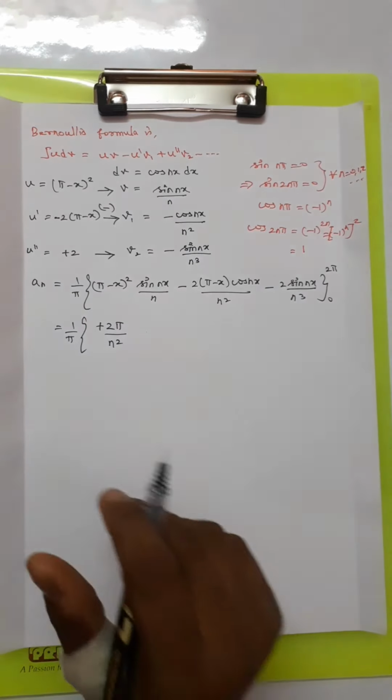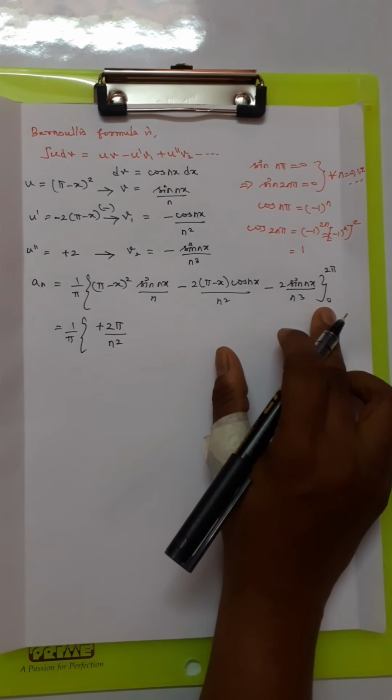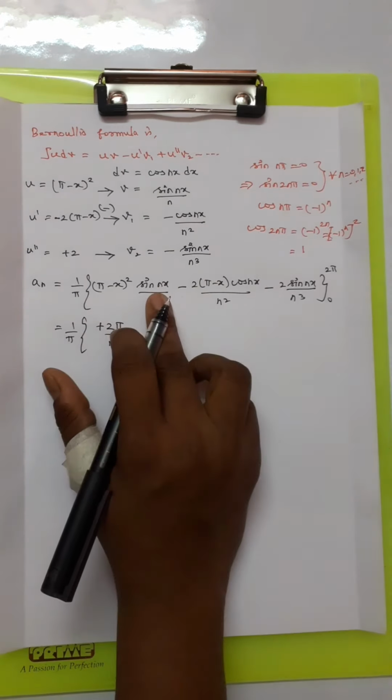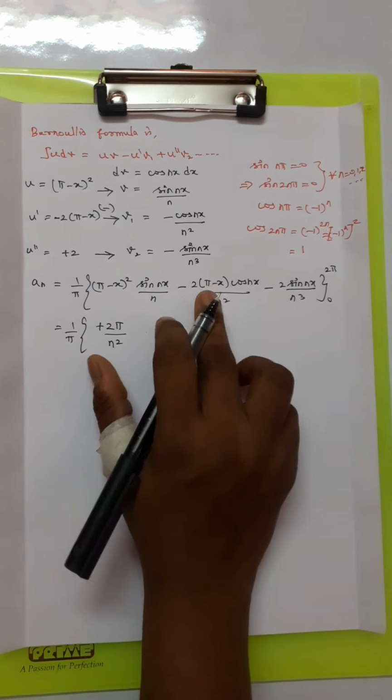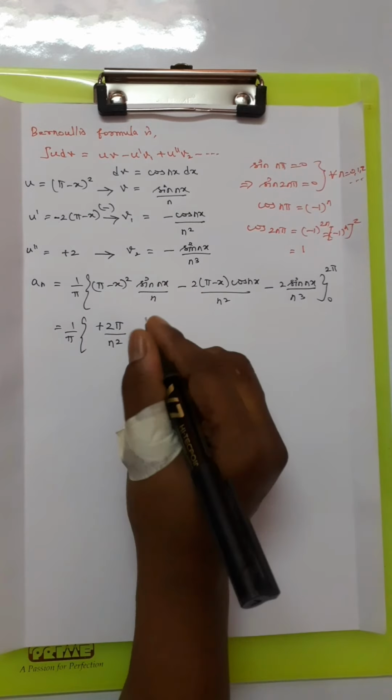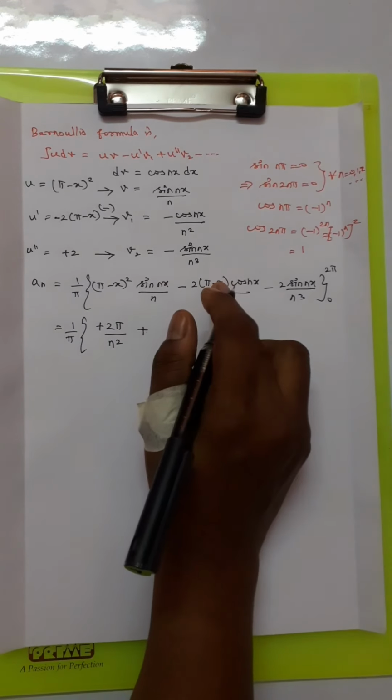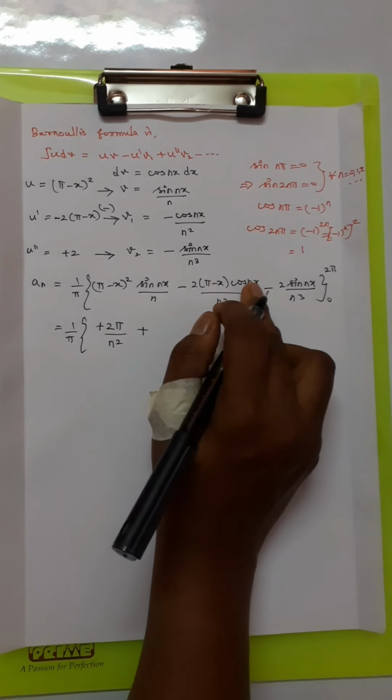Now minus of lower limit. The lower limit is 0 and again sin 0 is 0. Next term, this one, minus of lower limit. So minus into minus is plus here. Plus, x takes the value 0 and cos 0 is 1.